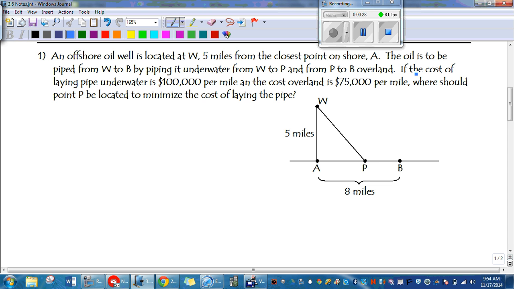If the cost of the pipe underwater is $100,000 per mile, and the cost over land is $75,000 per mile, where should point P be located to minimize the cost of the pipe?